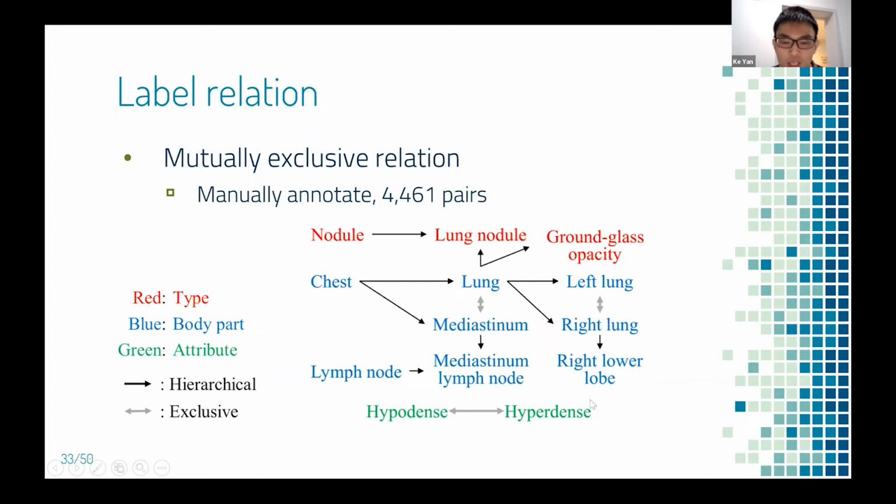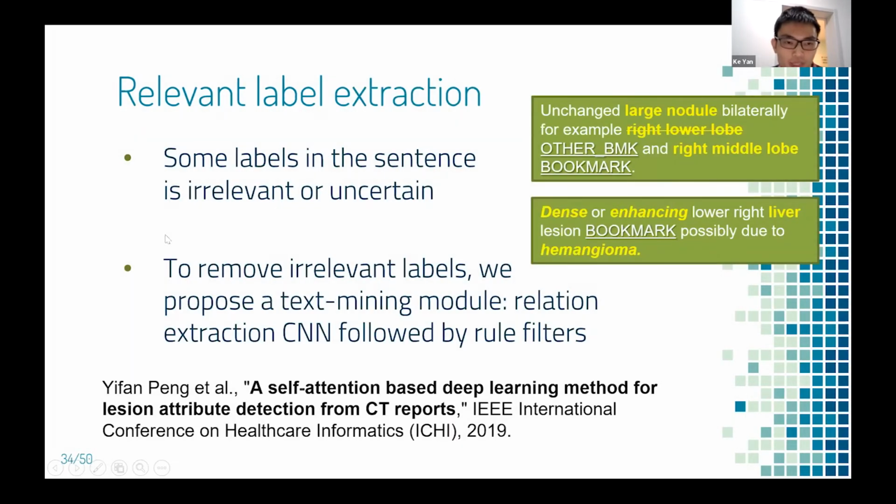So this is an example of the relationship graph of some lesion labels. For example, chest is a parent of lung and mediastinum, and lung and mediastinum are mutually exclusive. One lesion cannot be both in lung and in mediastinum, and so on. Next, we design an NLP algorithm. So given a sentence in the report, we have to find the relevant labels of the lesion and remove the irrelevant labels. And this is done by a CNN followed by some rule filters.